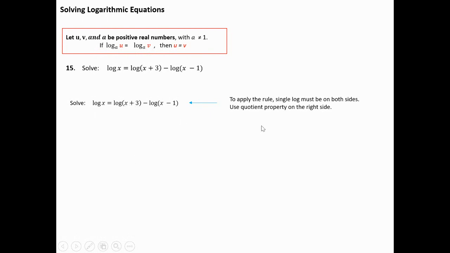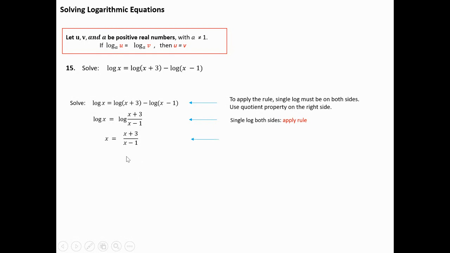So for the right side, I have to apply the quotient property and put it as a single log. This is my numerator, and that's my denominator. Now we have the same log with the same base, so now we can apply the rule. So then x must equal (x plus 3) over (x minus 1).